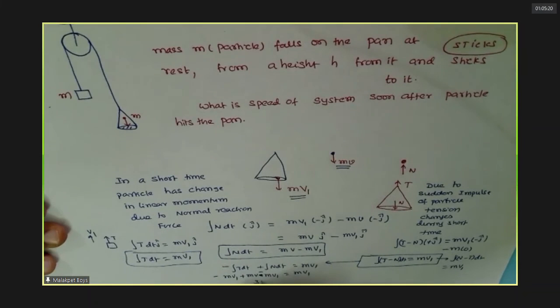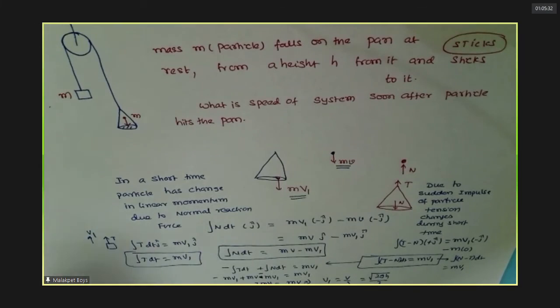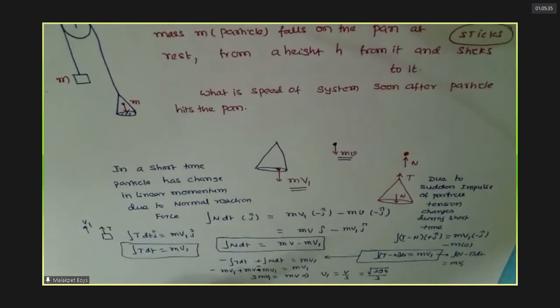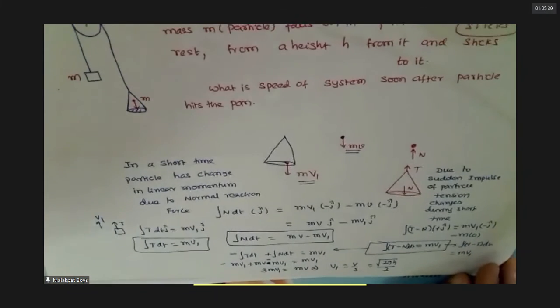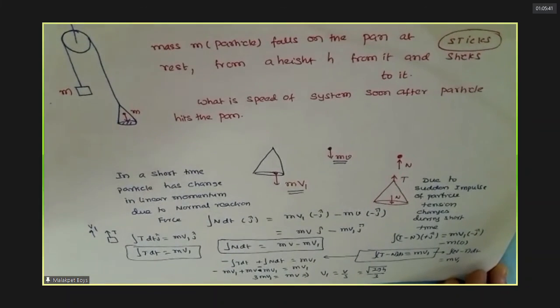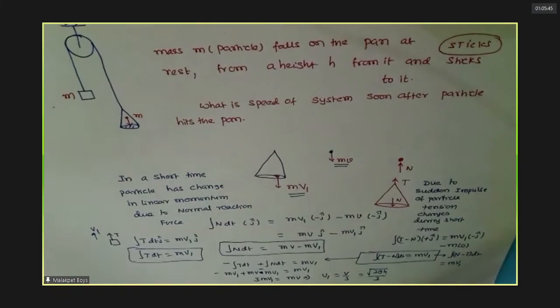So 3 mv1 is mv. What is v1? V by 3. It falls from a height h now. So this is the speed immediately after the particle falls onto the pan. Is it clear? Any doubt? It is a very intricate concept actually.